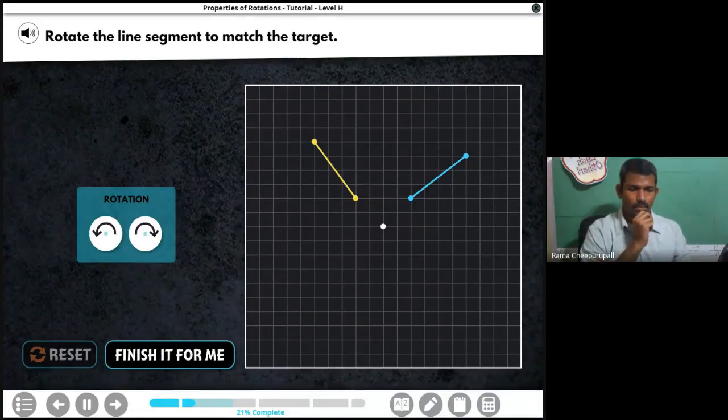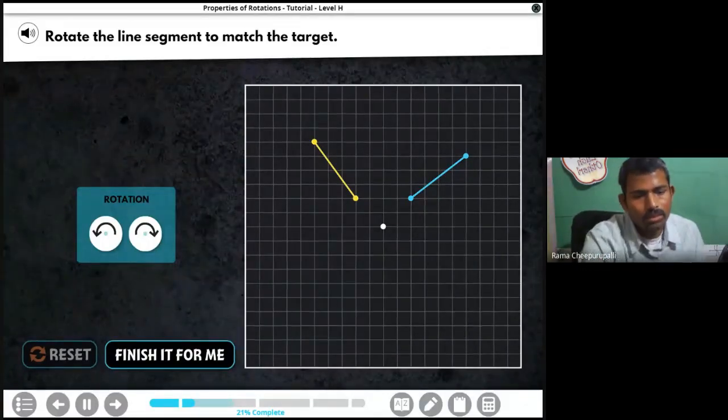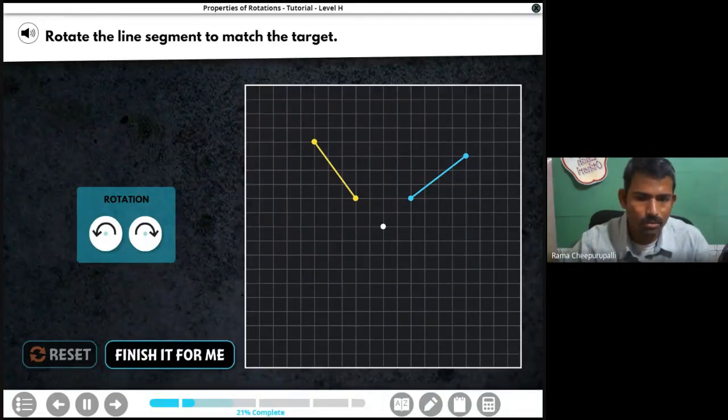I like that. Clockwise. Okay, that's good. Clockwise is good, but how many degrees do we do it? That's good. I like that. Thank you for participating, guys. Really good. Clockwise is right. Okay, that's good. And how many degrees? Is it 90 degrees or 180 degrees, 270 or 360?